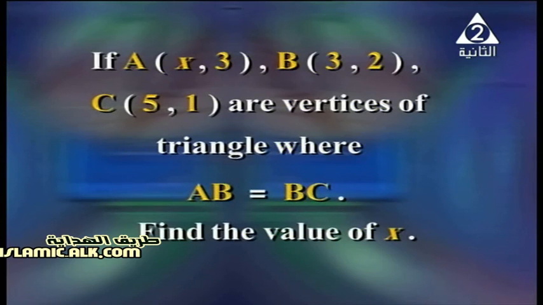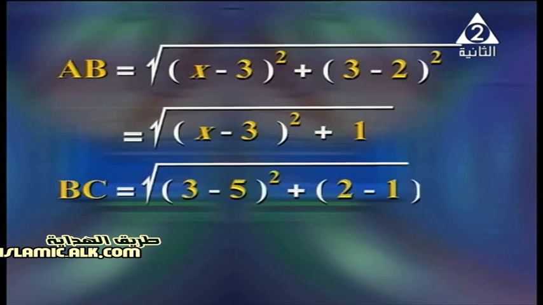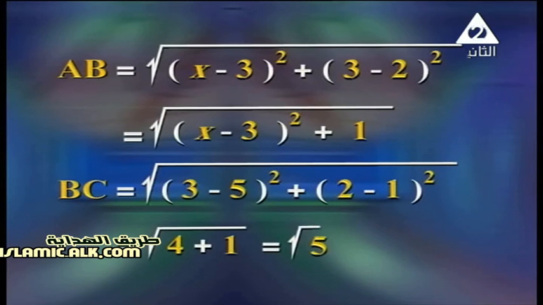How? To find AB, it is square root of (x minus 3) all to the power of 2 plus (3 minus 2) all to the power of 2, which will be equal to square root of (x minus 3) all to the power of 2 plus 1. What about the length of BC? BC equals square root of (3 minus 5) all to the power of 2 plus (2 minus 1) all to the power of 2 to obtain a result as square root 4 plus 1 equals square root 5.